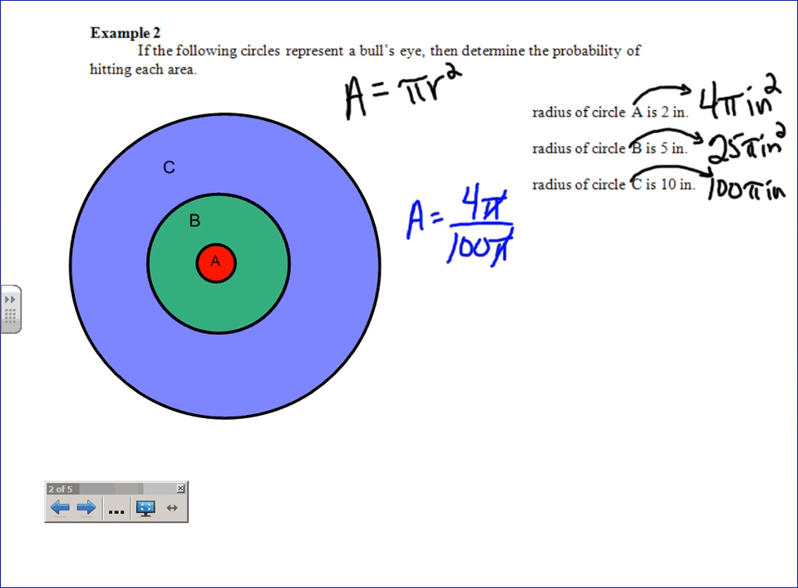So they're saying if I did it 100 times, I would only hit area A how many times? Probably would only hit it 4 times. That's not very good. Am I going to allow you to leave that probability as 4 over 100, though? No. You're going to have to write it as 1 over 25. So in other words, if I did it 25 times, I would probably only hit it once.